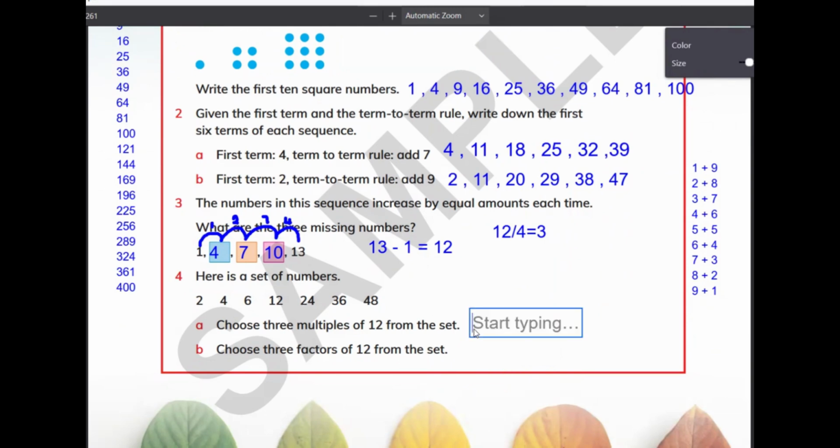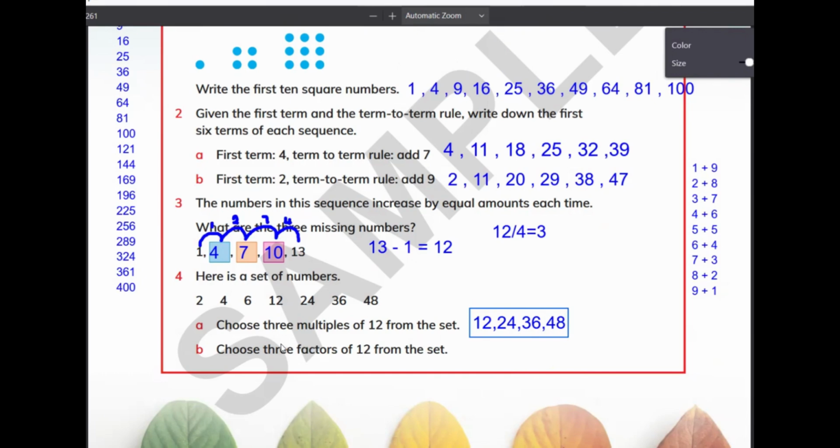Now, please, you need to differentiate between multiples and factors. Multiple comes from the word multiply. That means you take the number and you multiply it. Multiples of 12 means we're going to take the 12 and multiply it. Like 12 times 1 equals 12, and 12 times 2 equals 24. Then 12 times 3 equals 36. Now those are 3 multiples of 12. You can put in addition also the 48 if you'd like to do so. Okay, but 3 is enough.